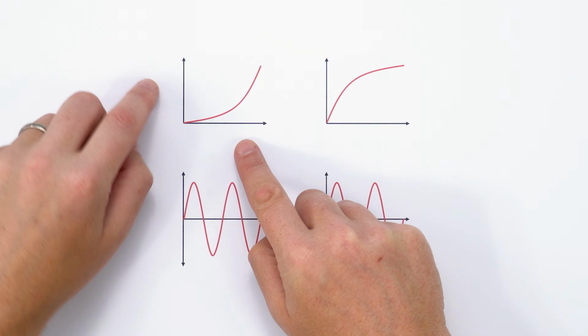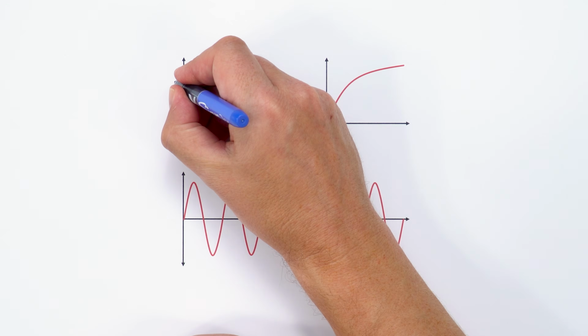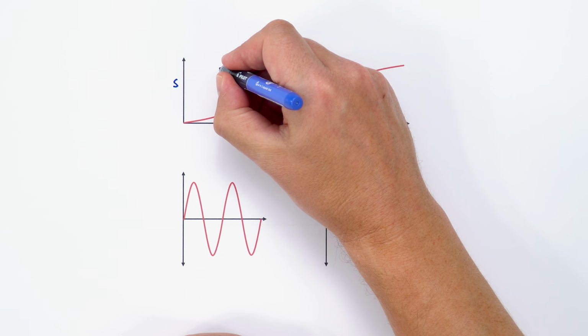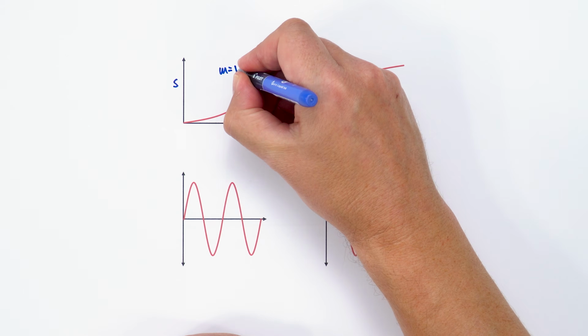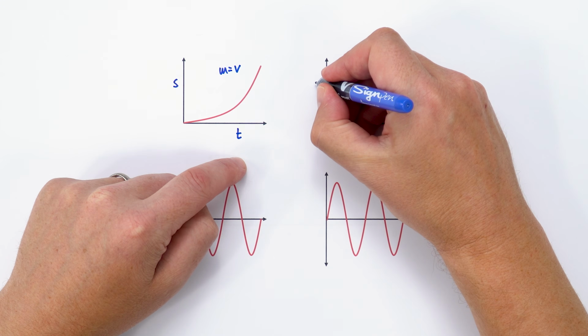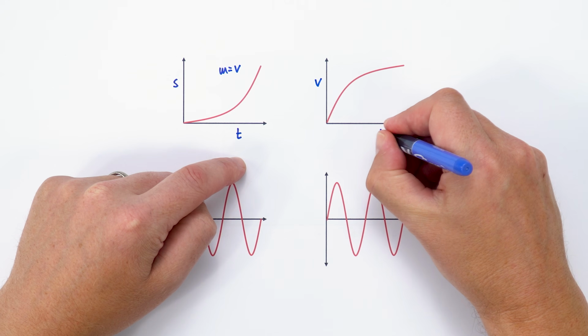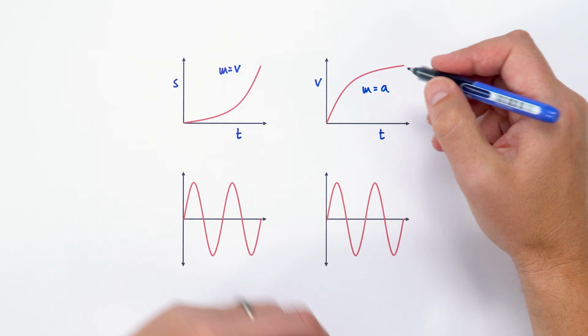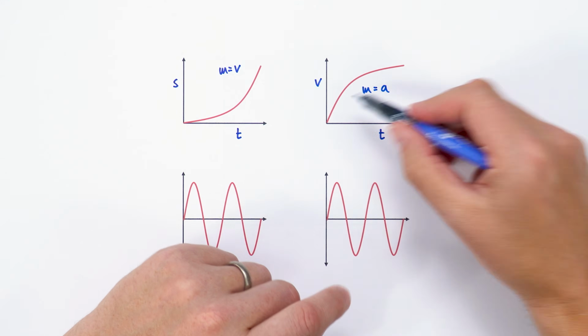There are lots of graphs that we often see in A-level physics where the gradient actually means something. So in this one over here, this may represent a displacement time graph, and here at any point the gradient m is going to be equal to the velocity, the rate of change of displacement. And similarly, if we had a graph with velocity against time, the gradient at any point is going to be equal to the acceleration, the rate of change of velocity.